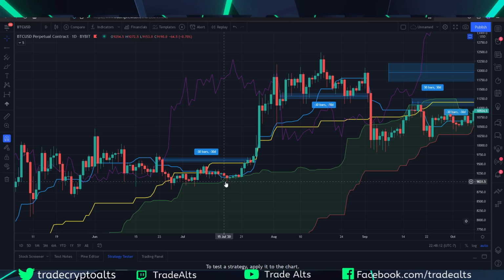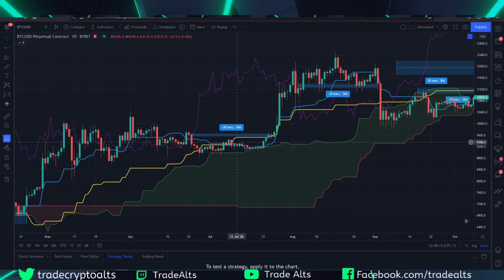So when you get a signal like this, a bearish TK cross, but it's above cloud, this is a weak signal. Is it playable? Could you short from here? Sure. But it's definitely a weaker signal.